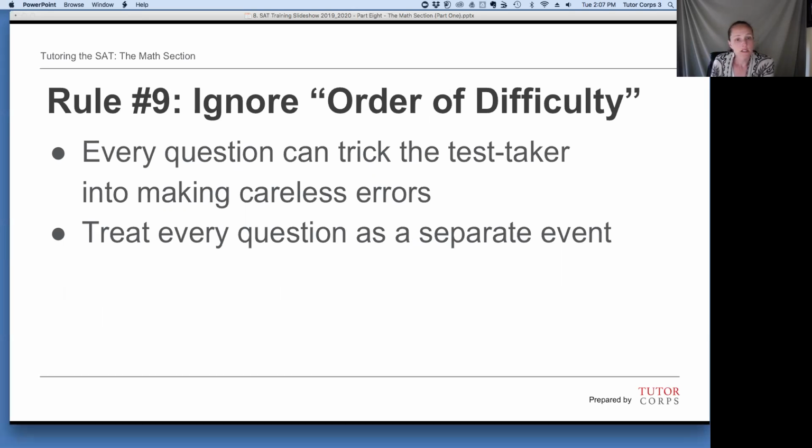So students need to stop thinking about the math section as having some sort of order of difficulty. They can really easily miss a detail in every question provided. So they should think of every question as its own question, its own ecosystem, and approach it that way.